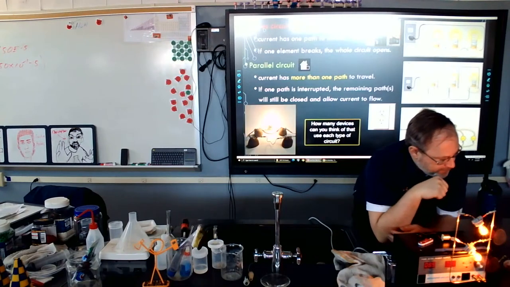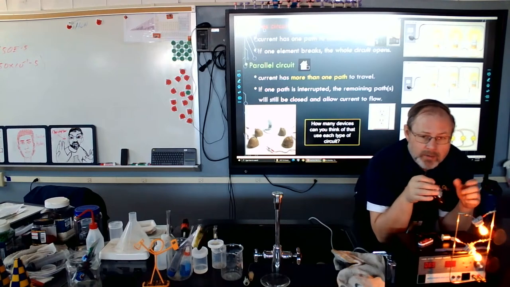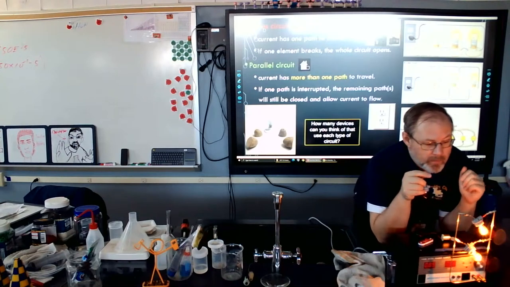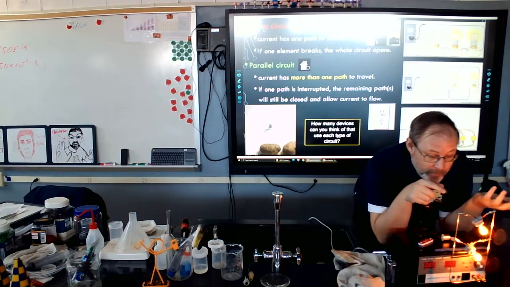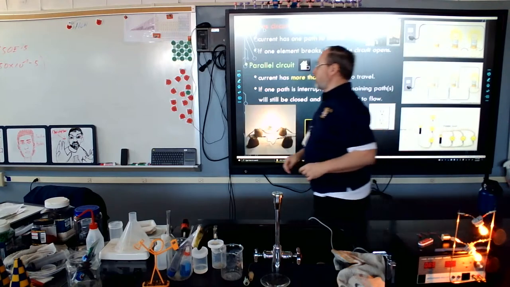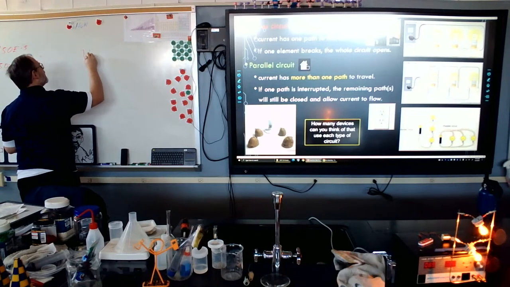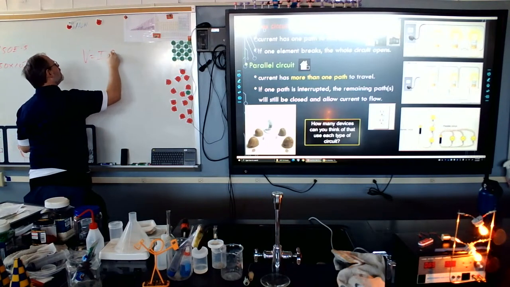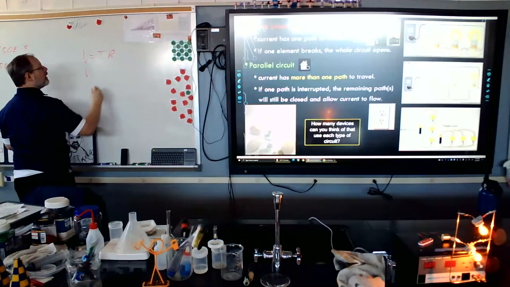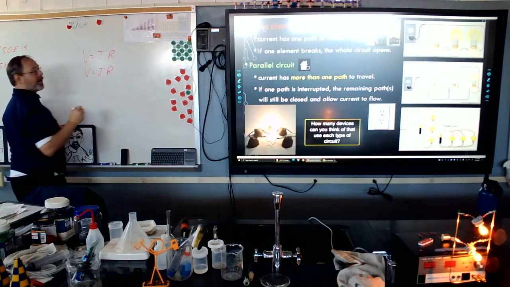Do you buy that? Okay. So they both see the same potential, the same V. They both have the same R, so they both have the same I. Let's diagram that. Remember, when you're talking about circuits, we use the application of Ohm's law, V equals IR. They both see the same V, the same R, so they both have the same I.